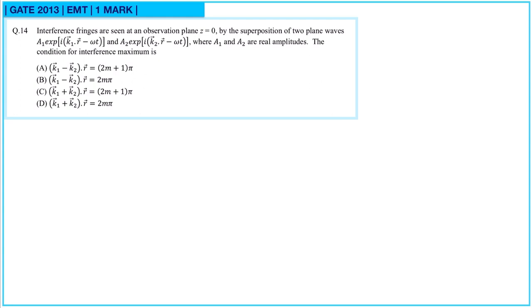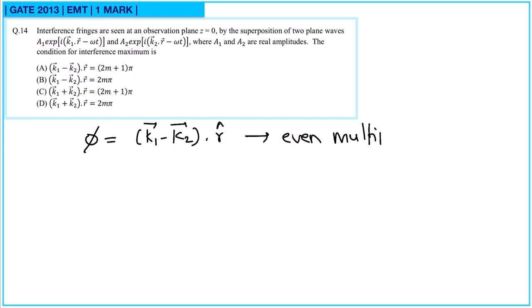Now let us find the phase difference between these two. The phase difference will be the subtraction of these. So this will be k1 minus k2 dotted with r cap. Now if this phase difference is an even multiple of pi, then it will be maxima. So option B is correct. If it is an odd multiple of pi, then that will be the condition for minimum.